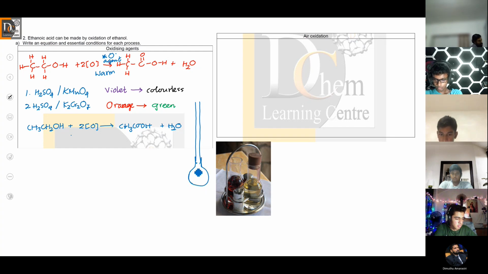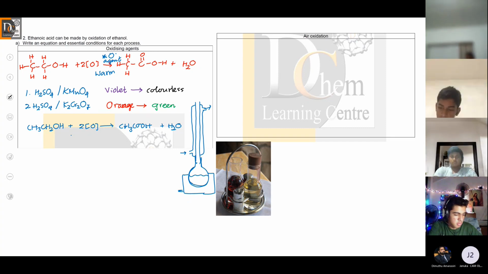So this is the round-bottom flask and the condenser is fixed vertically. Water in from this side, water out from that side. And then you can keep this in a water bath or you can use an electrical heater. What I have drawn here is a heating mantle.